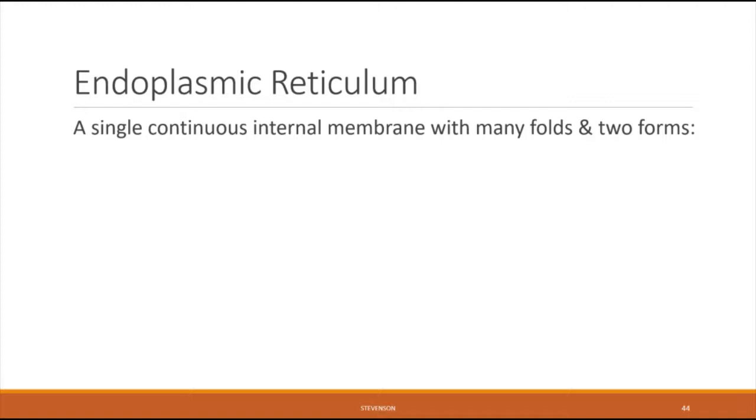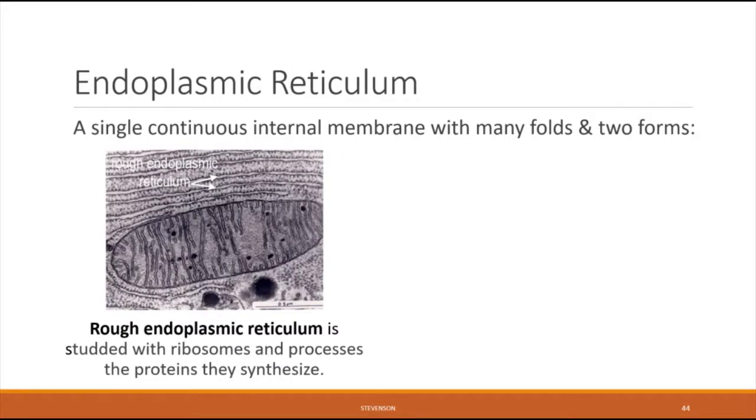Eukaryotic cells also have something called the endoplasmic reticulum. The endoplasmic reticulum is made of membrane, just like the outside of the cell is. It is a single continuous layer of membranes with many folds, and it can have 2 separate forms. In this image right here, we see the rough endoplasmic reticulum. Now, the image is pointing to these layers of membrane here, and those are the rough endoplasmic reticulum.